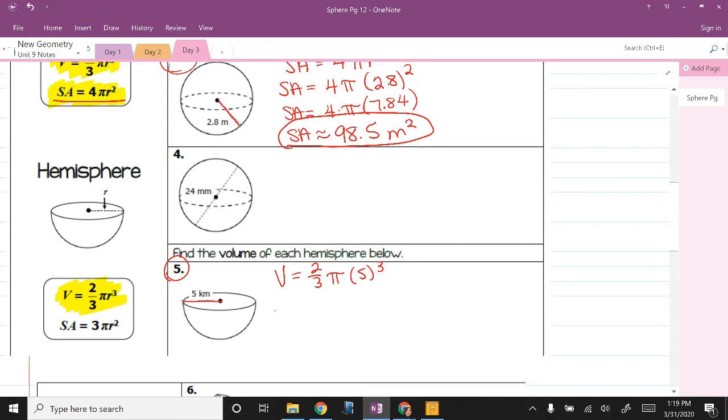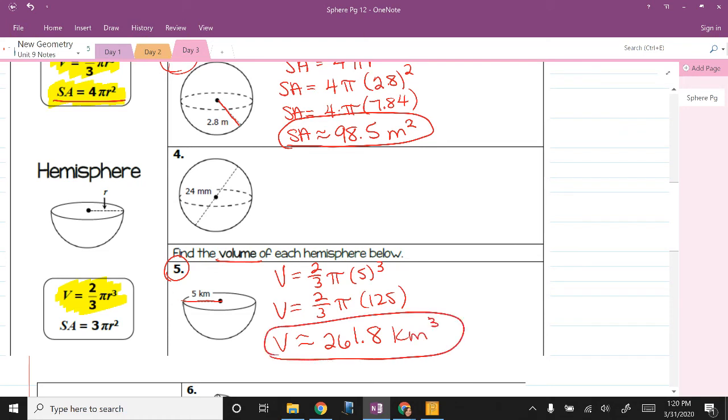Well, 5 cubed is 125. 2/3 times pi times 125. And I'm going to use my calculator to help me out. You can participate with me, please. So I'm going to hit 2/3 times 125 and then times pi. And again, you can use 3.14 if your calculator does not have a pi button. And that's going to round to approximately 261.8. Now this is volume, so I'm going to make sure I use kilometers cubed. All right, so that is the volume of a hemisphere.